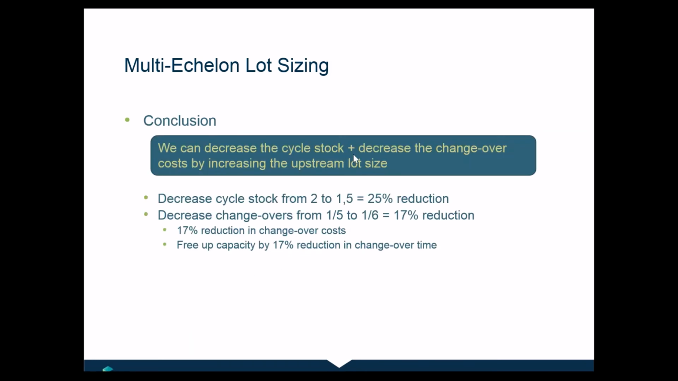So we can decrease the cycle stock and decrease the changeover cost by increasing the upstream lot size, which seems counterintuitive. Decreasing the cycle stock from 2 to 1.5, that's a 25% reduction. And decrease the changeovers. So instead of having a changeover once every 5 periods, I now have a changeover once every 6 periods, which is a 70% reduction in changeover costs. And it also allows me to free up capacity by a 70% reduction in changeover time. So if this is in a bottleneck installation, it will be of a huge interest to the production manager and to the supply chain as a whole.